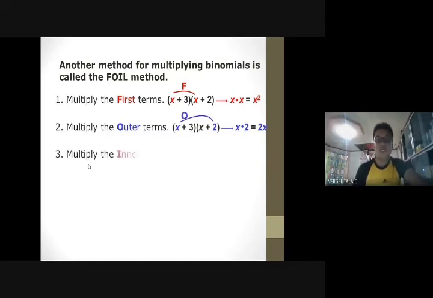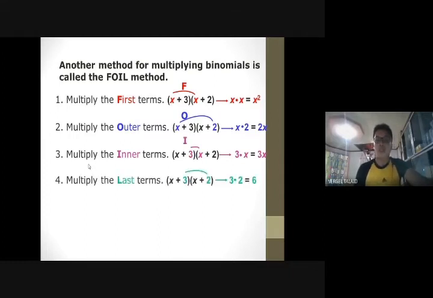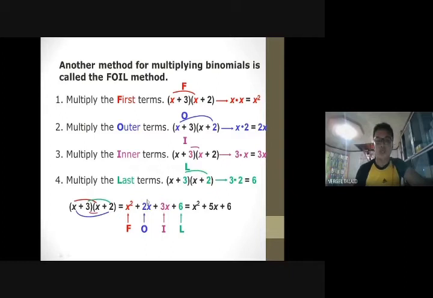Then I, the inner terms, that is 3 times x, the inner part of our expression. Then the last terms are 3 and 2, that is 6. So the product is x squared plus 2x plus 3x plus 6. Again, as I said a while ago, if there are similar terms, we combine. Since 2x and 3x are similar terms, combine them, that is 5x. So they have the same result.